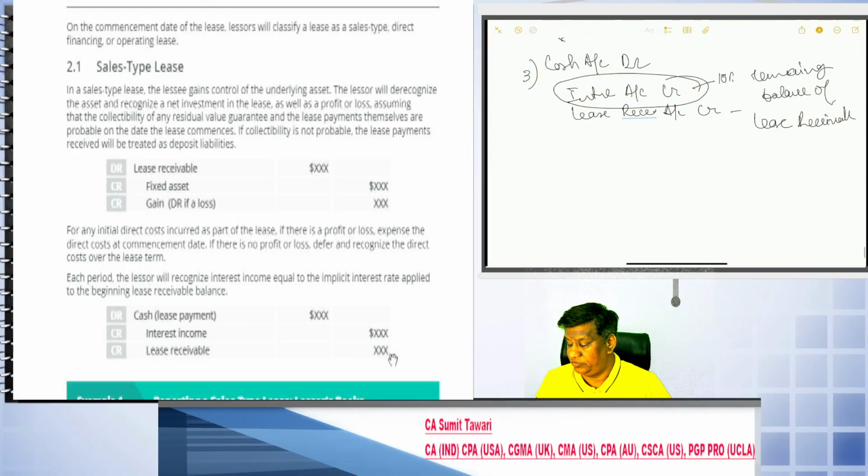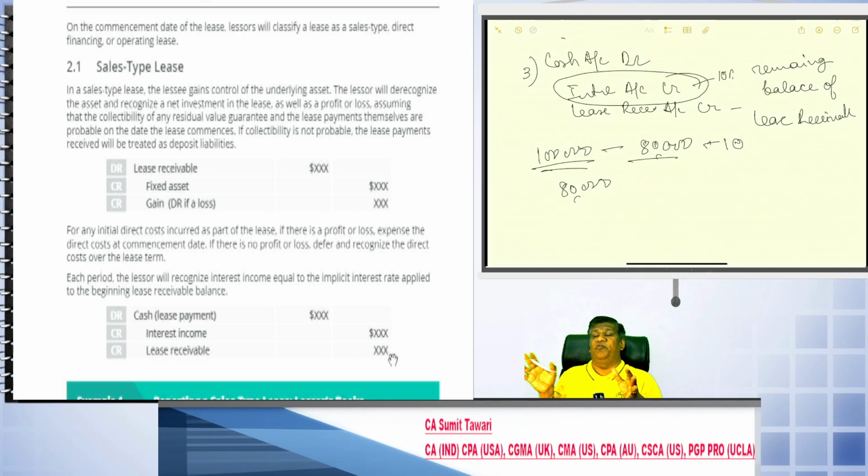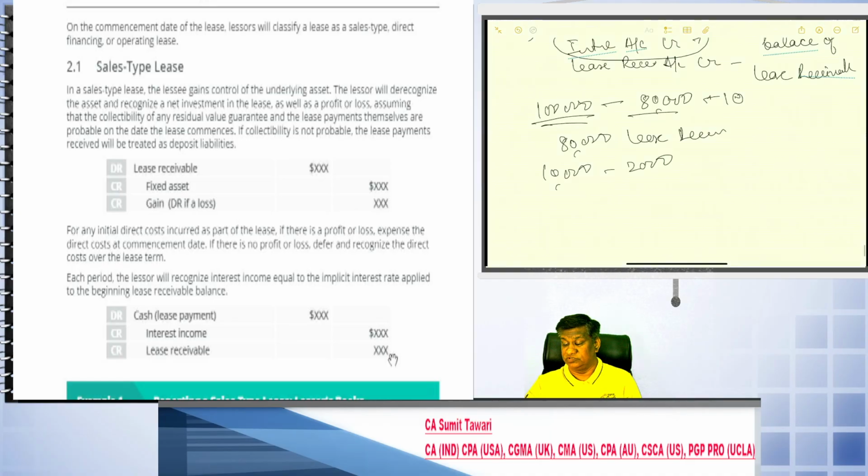Say if I consider 100,000, the discounted value is 80,000, and I consider 10% as the interest rate, so the lease receivable is 80,000. The 20,000 is basically my implicit interest over the lease term. I am getting a rent of 10,000, which includes 2,000 as interest, so 8,000 is the principal.